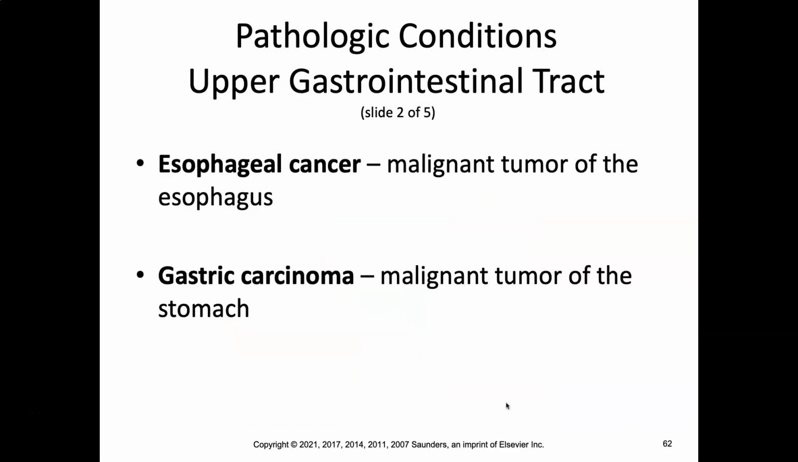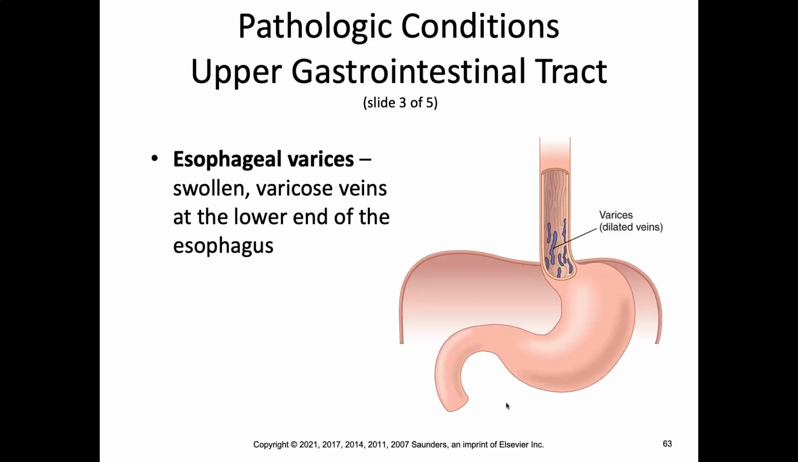Some other ones: esophageal cancer, gastric carcinoma, esophageal varices. You may hear about esophageal varices. These are most often seen in people who have taken in too much alcohol. They develop these varices, they can bleed, they get swollen, and they can open, and it causes a lot of issues. So that's something to be looking for, that if someone has bleeding or they're coughing up blood, they may have esophageal varices, and those need to be dealt with pretty swiftly.